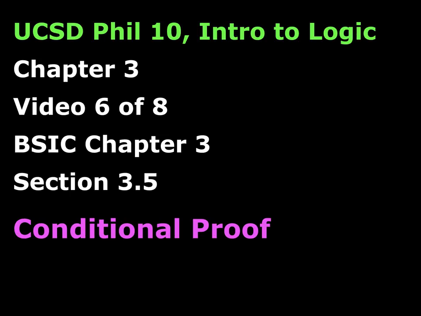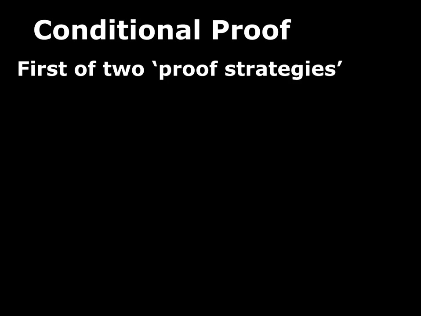So what we've done in the first 5 videos is talk about the proof method in general. We've had an introduction to the 6 inference rules that we'll be using, and also a video that describes some common mistakes that people make. What we're going to be doing now is talking about conditional proof, which is the first of 2 proof strategies. The second one is indirect proof, and we'll be talking about that in Chapter 4.